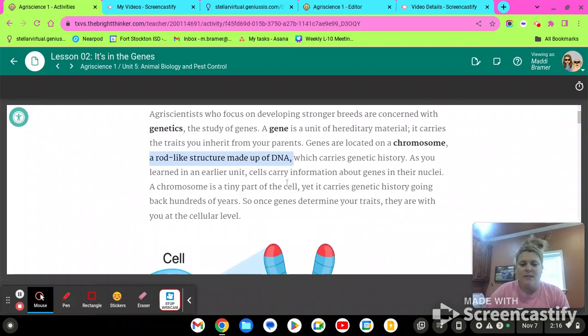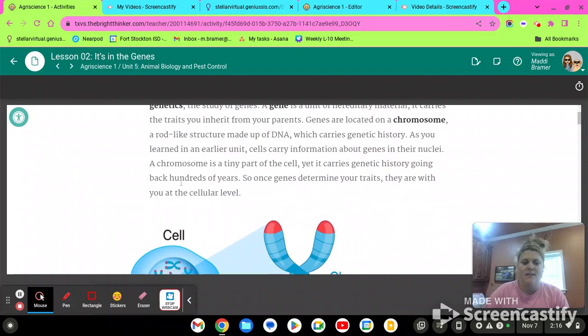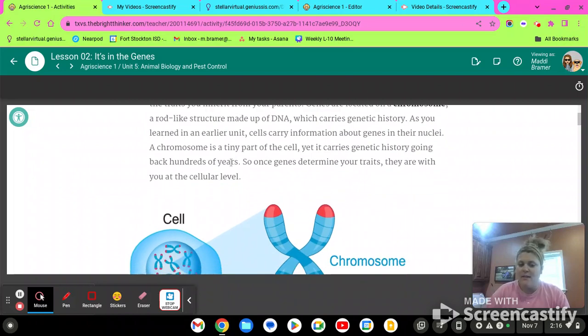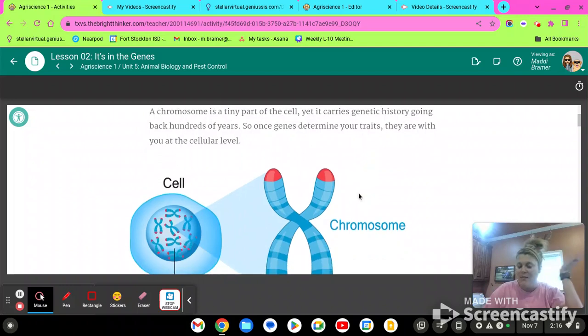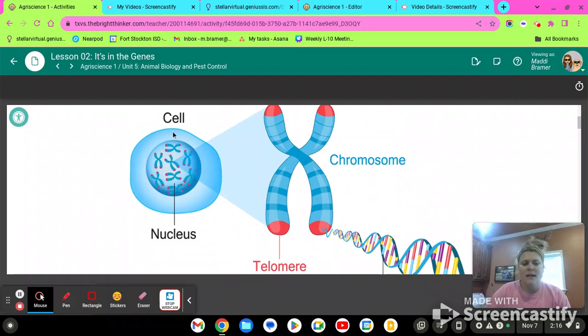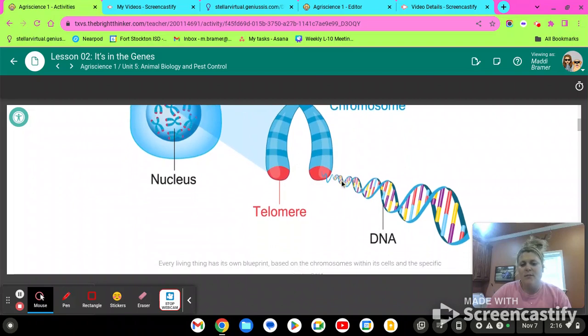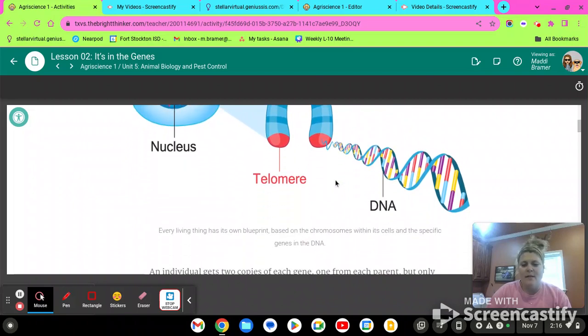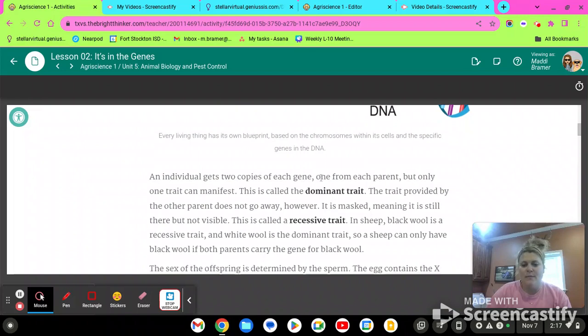So, as we learned earlier, cells carry information about genes in their nuclei. So, cells are going to carry our genes. A chromosome is in the cell. It's a really tiny part, but it carries a long genetic history with it. So once genes determine your traits, they're with you at the cellular level. So they are in deep with you. So there's just a picture that kind of shows the cell. Inside that cell's nucleus are the chromosomes, and the chromosomes have the DNA. So each living thing has its own blueprint.